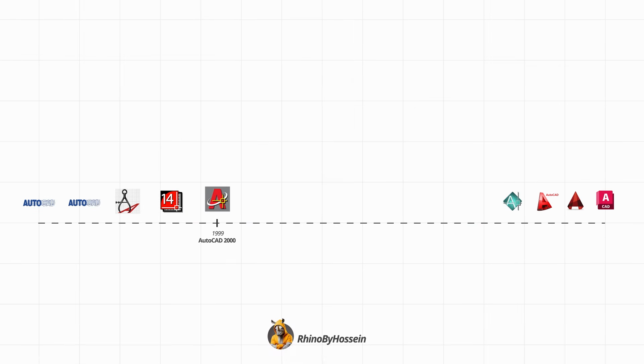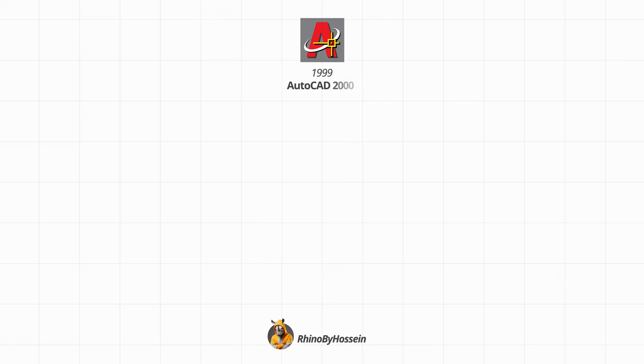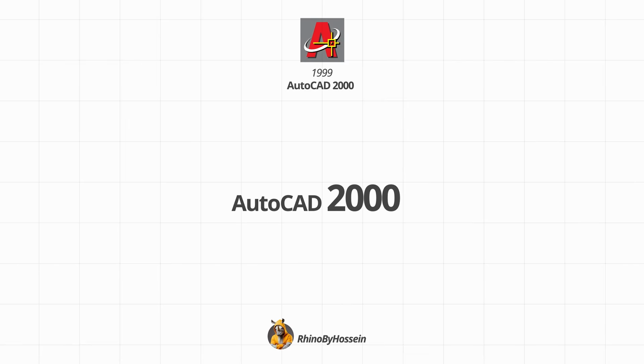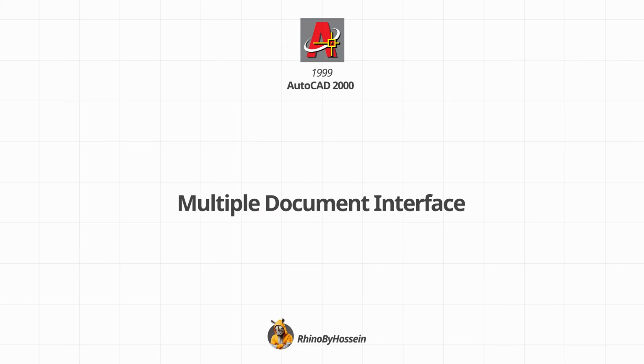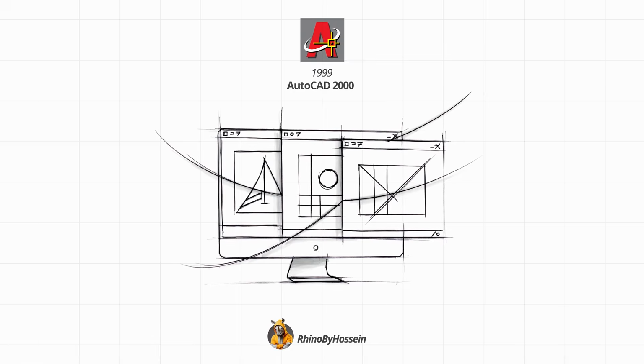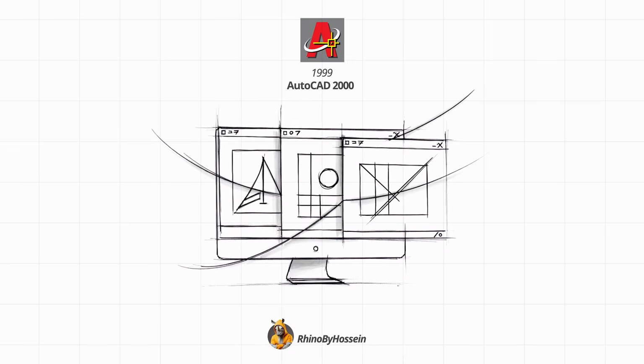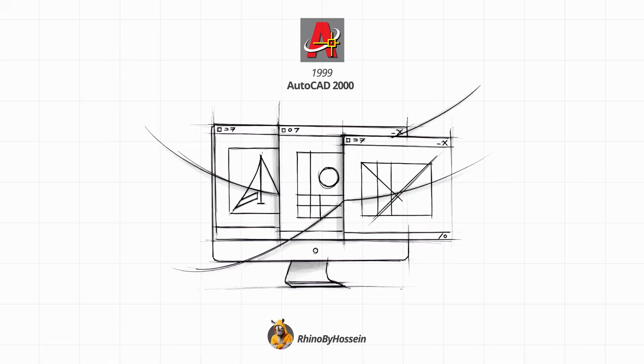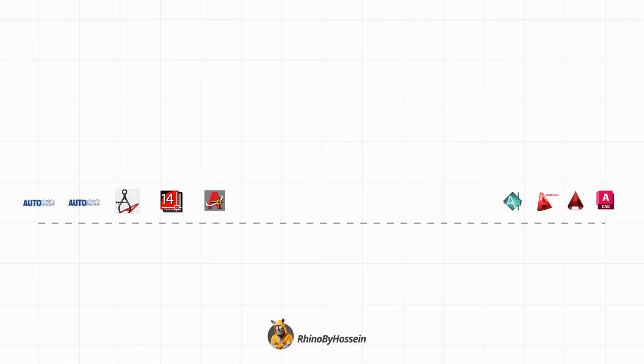The new millennium, AutoCAD 2000. Users wanted something simple. Why couldn't we open multiple drawings at once? AutoCAD 2000 answered. MDI. Multiple document interface. No more closing one project to open another. Copying, moving, and comparing drawings became dramatically easier. User productivity jumped significantly.